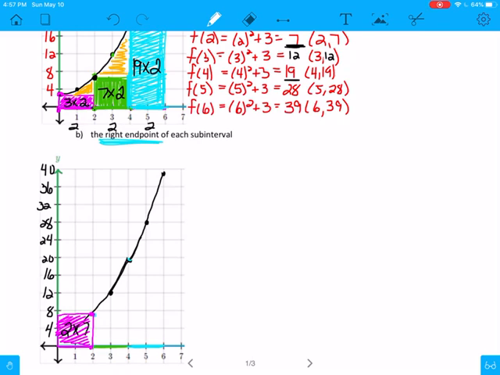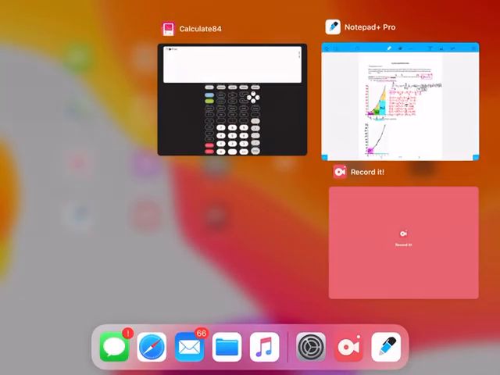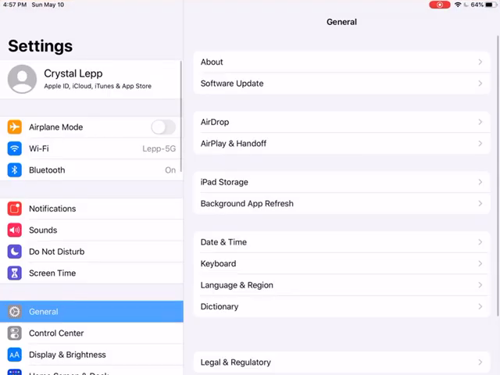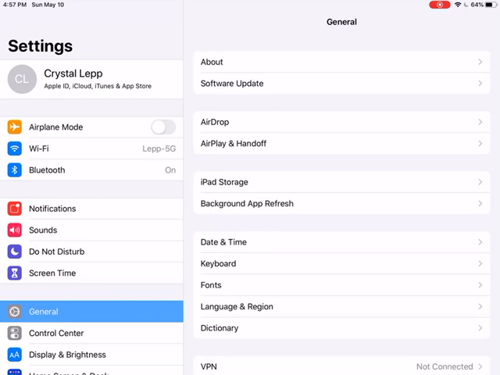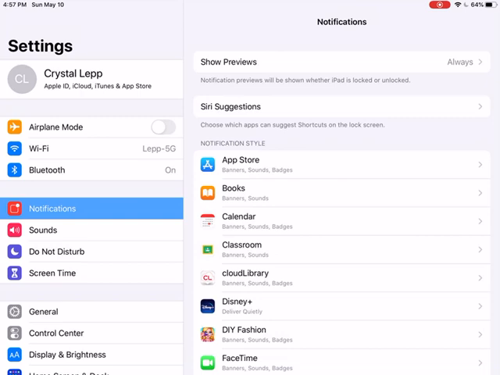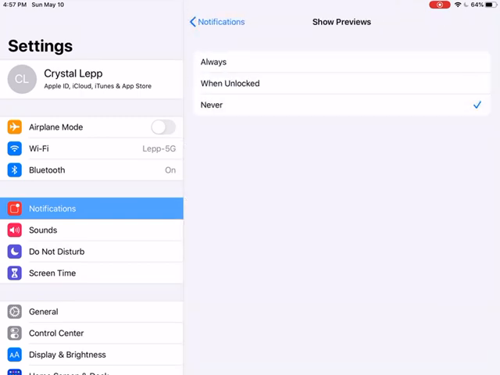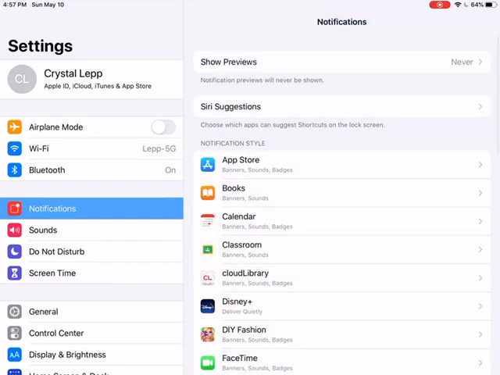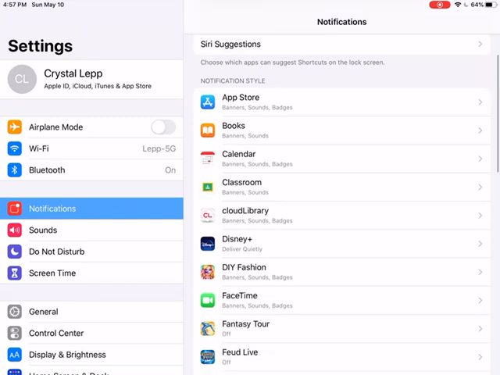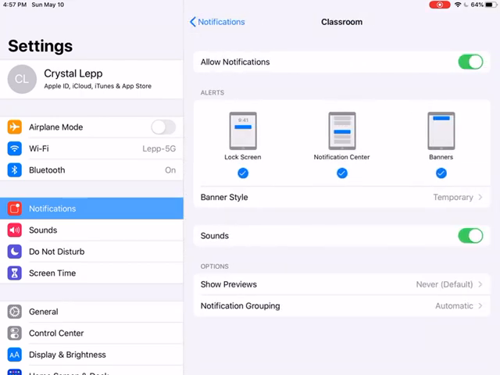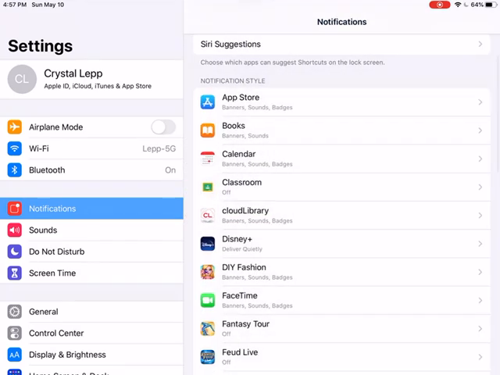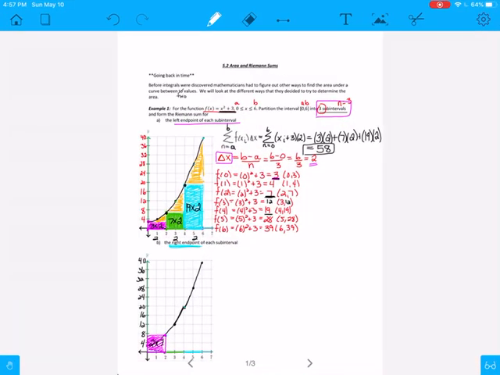7. One second. Go into my settings and fix that. So you get to see me in my settings. Hope you enjoy. So I want to take show previews never. No notifications here. We don't want any. None, none, none, none. We don't want to allow any notifications from that. Nope, nope, nope. Sorry, Kaylin, you made it on here. I don't think you'll care though.